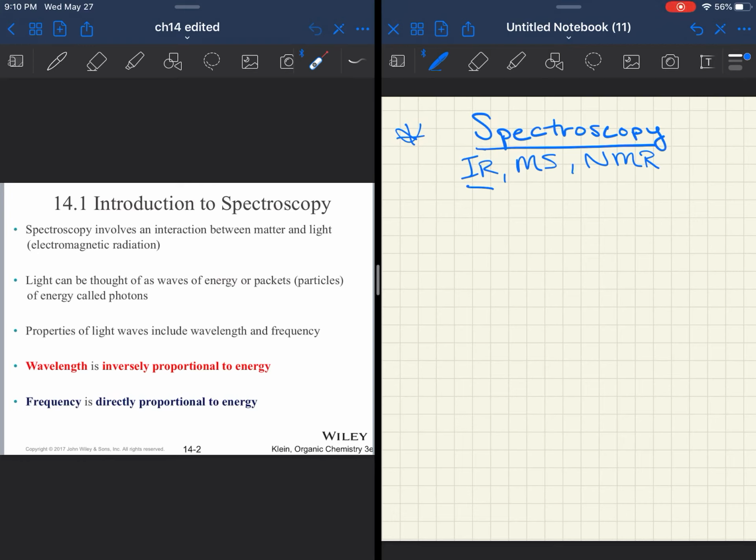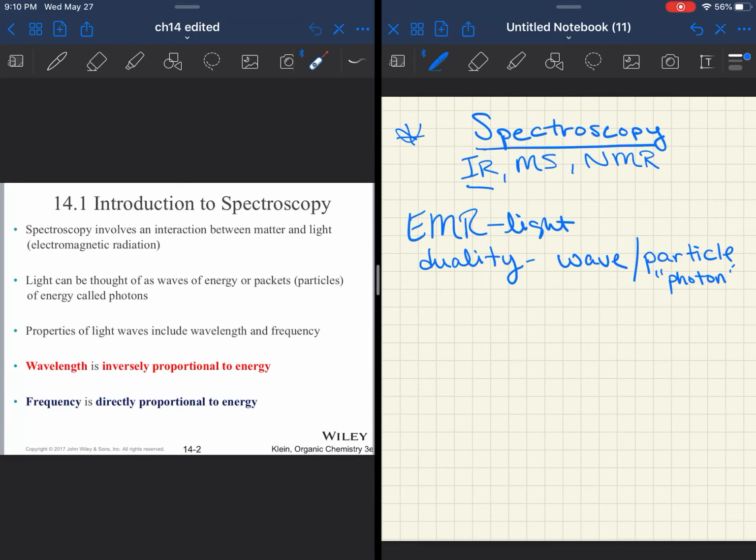So when you first were introduced to electromagnetic radiation in general chemistry, or light, you were taught about the duality of light, right? It could be thought of as a wave, and sometimes that makes the most sense when describing phenomena. And sometimes it can be treated as a particle, or photon. And that can be really useful in describing phenomena surrounding light. We're going to see the same thing when we talk about matter.